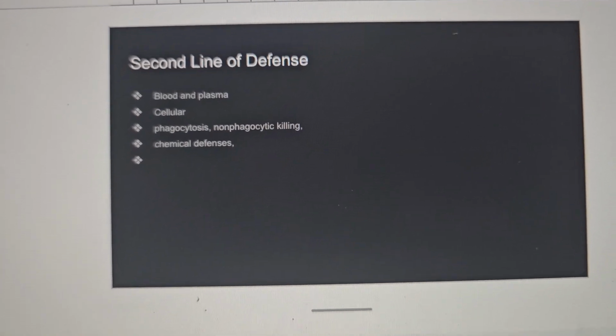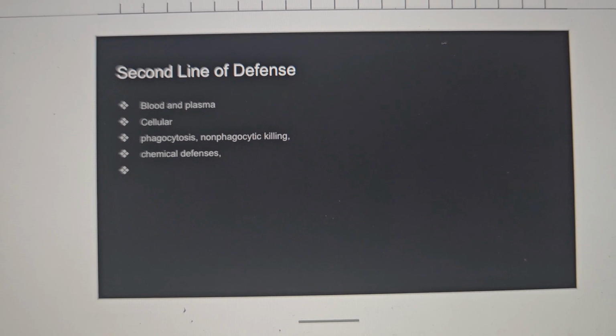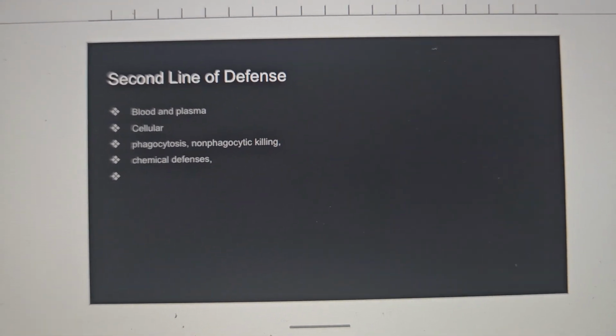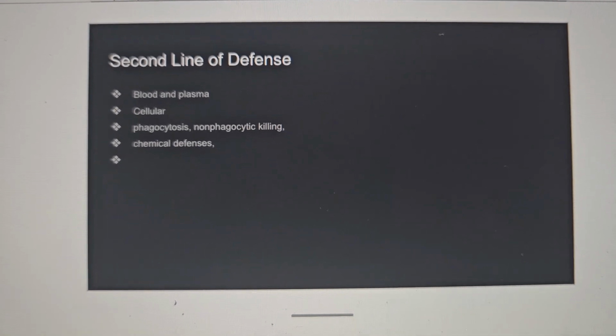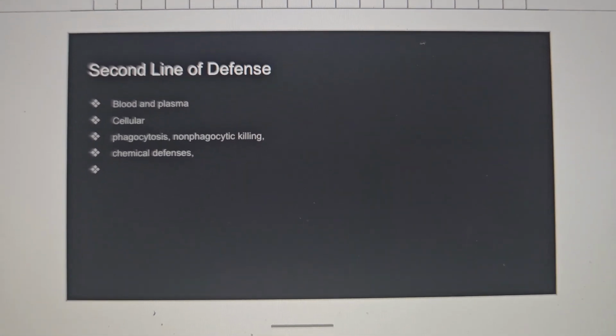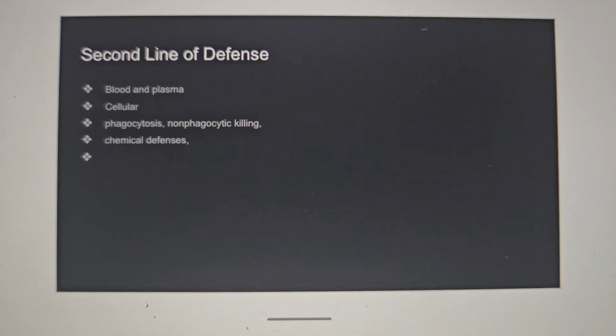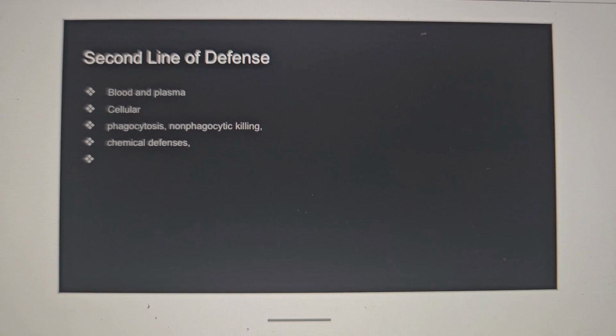And elimination, which is the removal of the destroyed microbe. Dendritic cells also hold these phagocytes to increase the usefulness and utility of adaptive immunity, which we will talk about next.